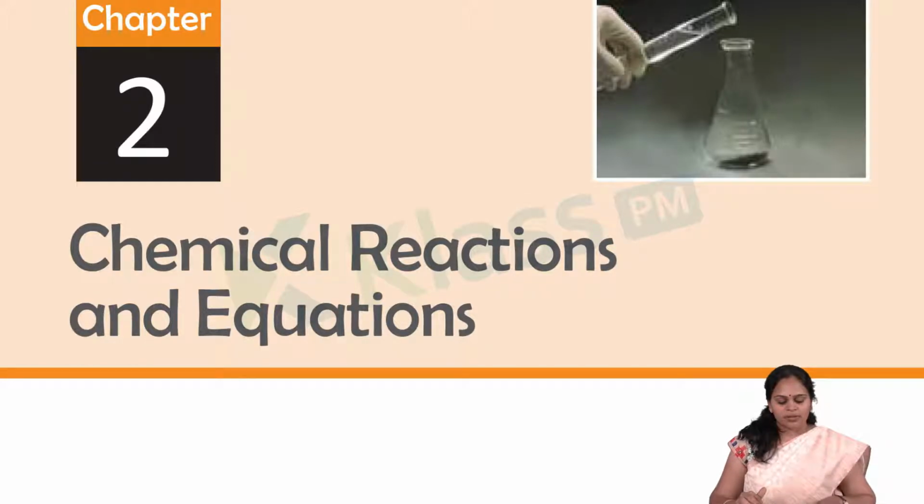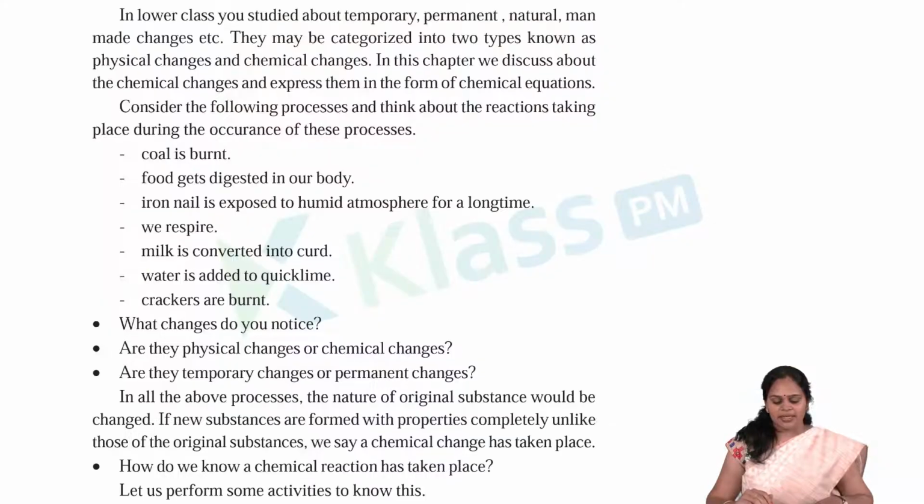In this chapter, you already studied temporary, permanent, natural, and man-made changes. In your previous classes, you already learned about these changes. If you see these changes, we can categorize them into two main categories: physical changes and chemical changes. In this chapter, we discuss chemical changes and express them in the form of chemical equations.